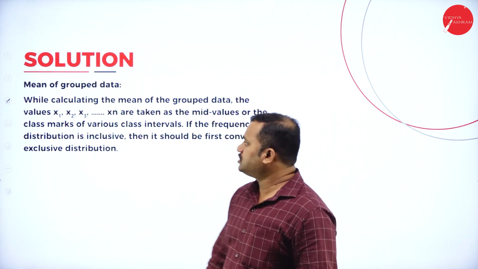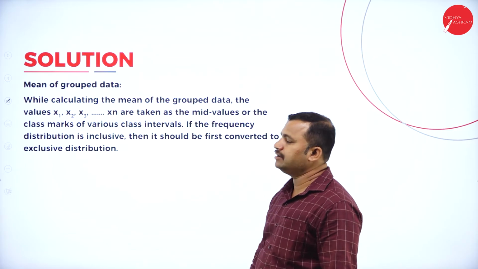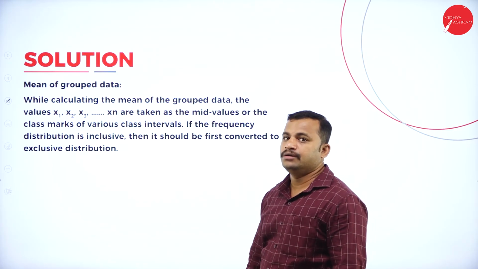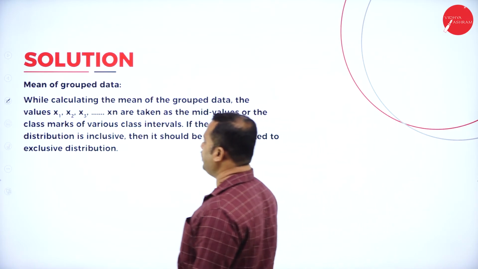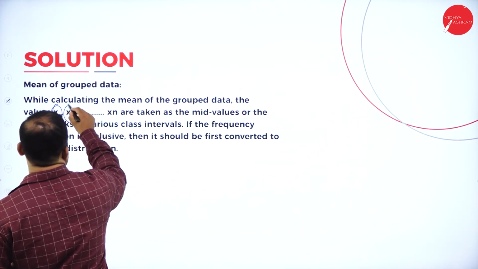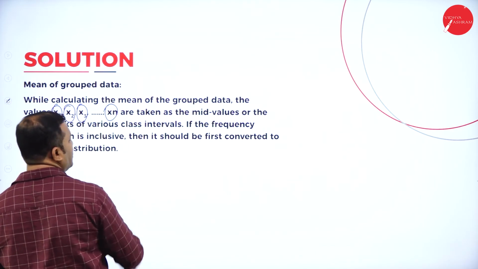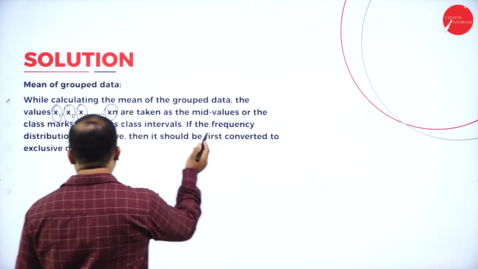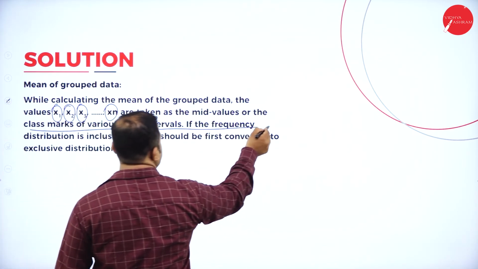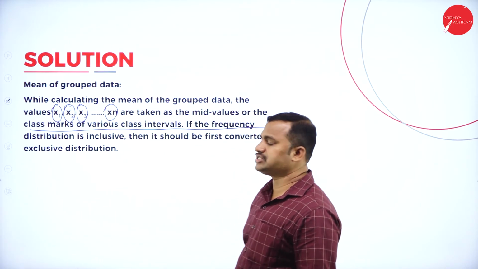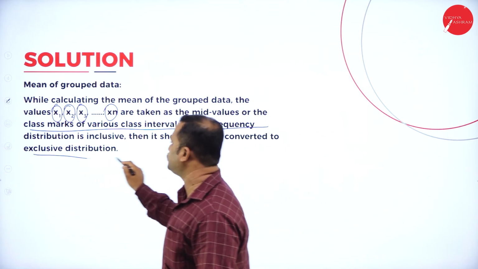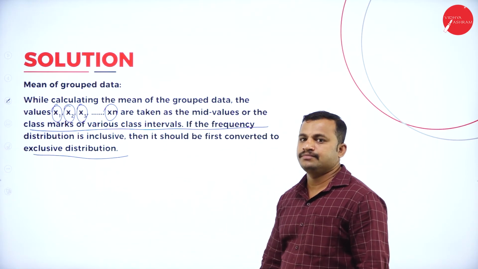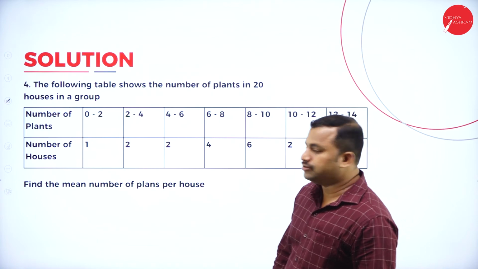So we have a solution to the grouped data here. How can we find out the solution to the grouped data? That means the mean of the grouped data. We have the observations x1, x2, x3, so on up to xn, taken as the mid values or the class marks of the various class intervals. If the frequency distribution is inclusive, then it should be first converted to exclusive distribution.